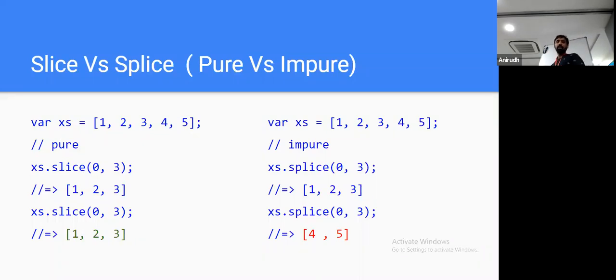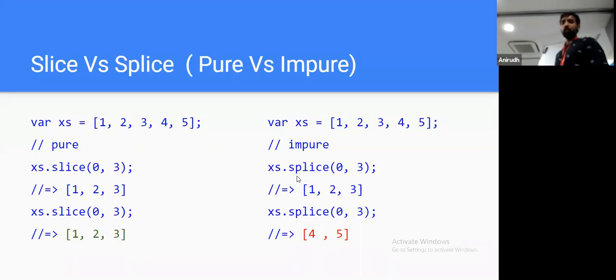I use the slice method, and it gives me the output 1, 2, 3. Again I use slice with the same input parameters, 0 and 3, and it gives me the same output. Even in the second case, it gives me the same output. So this is a pure function, and this should be used in your React applications most of the time.